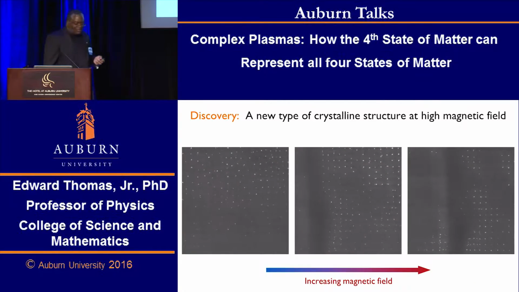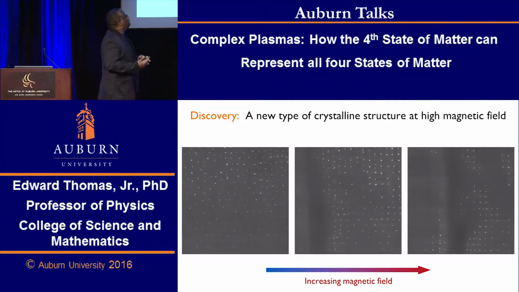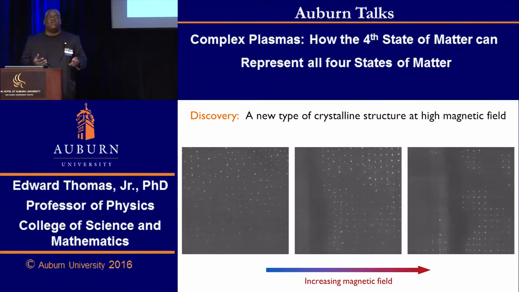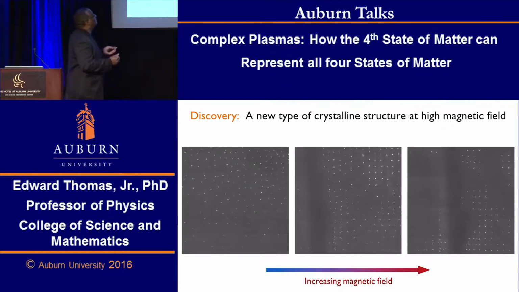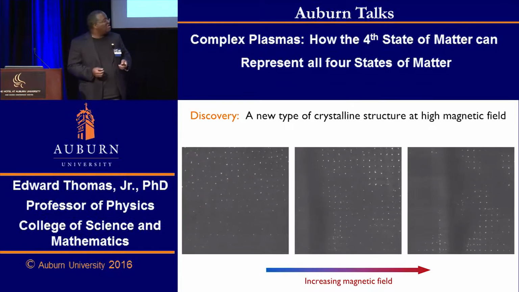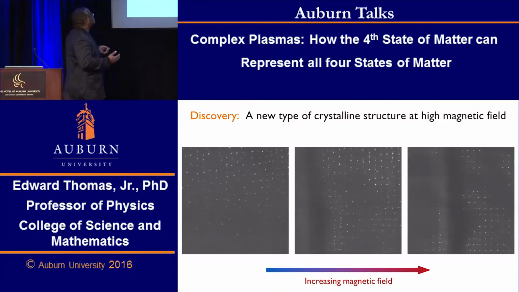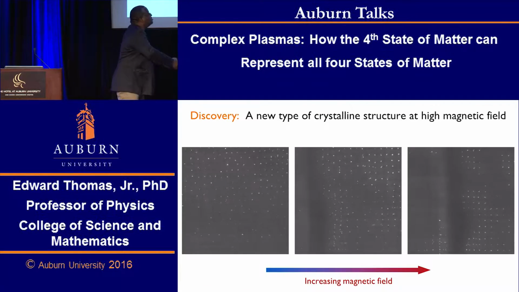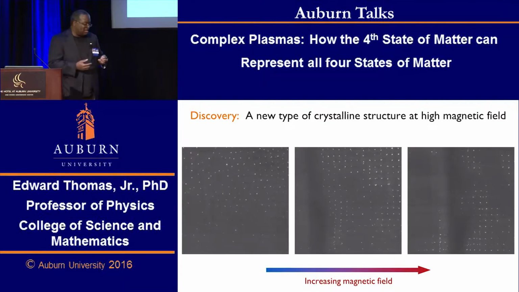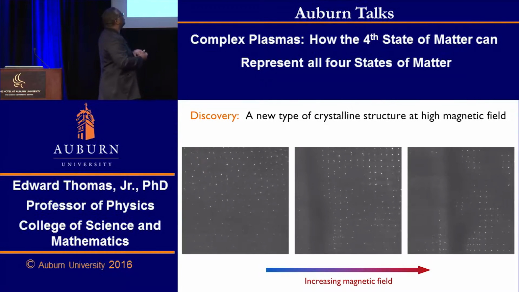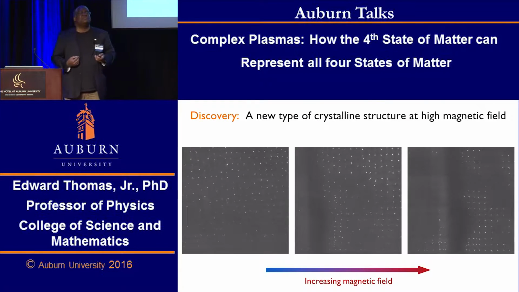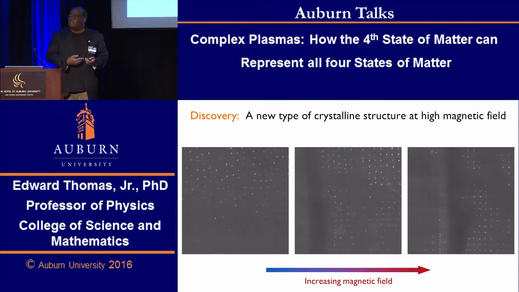So, what happens? When we performed this experiment with the magnetic fields, we discovered something quite remarkable. This experiment's been running for about a year and a half. It's a wonderful new tool that we have available to us. And we discovered that with increasing the magnetic field, we got a new type of complex plasma system that formed a new type of crystalline structure, not by changing the temperature of the system, but by changing the magnetic field in the system.